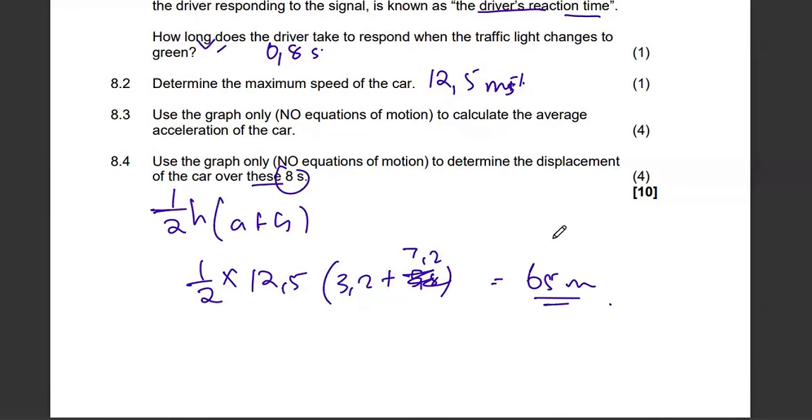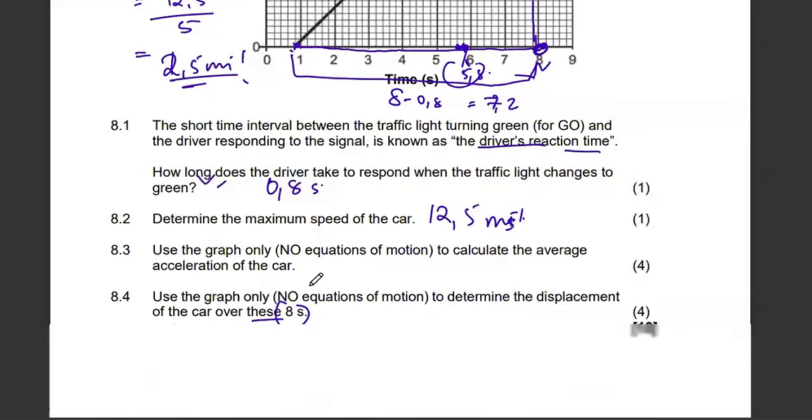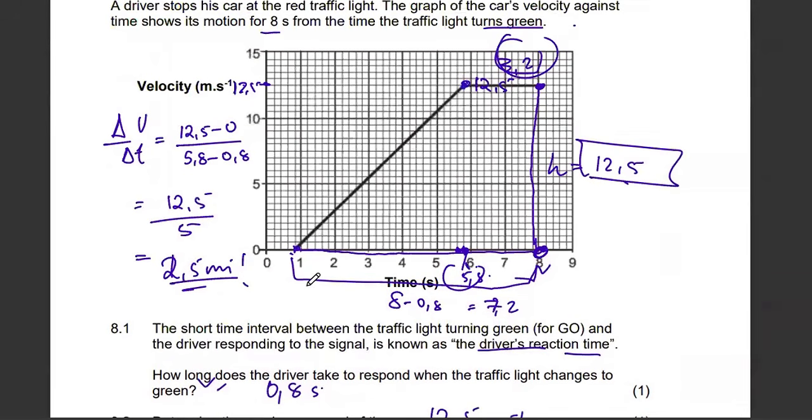I don't know why I'm getting that, but do we need to subtract this? Because if this is 3.2, we subtract because at this point it's constant, it's not changing at all. If I look at 3.2 multiplied by 12.5, it is a 40. And it's not going to make sense. So that's how I would have obtained that.